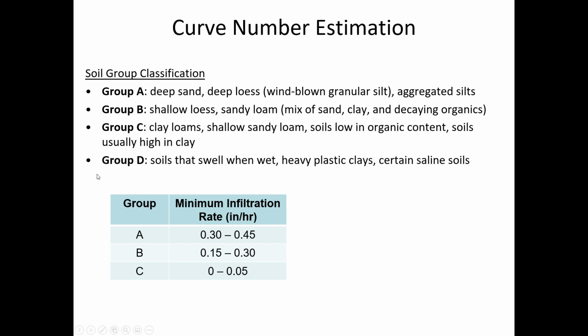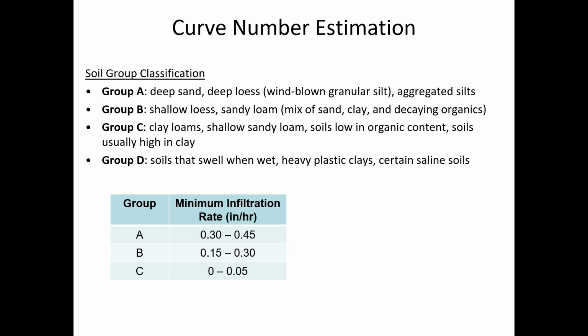And there is a fourth class of soil: heavy plastic clays, soils with high salinity, soils that swell when they're wet. So in West Virginia, most of our soils are group C. And you can occasionally in a watershed see maybe 5 or 10% would be B or A. Normally that's at the bottom of a channel.